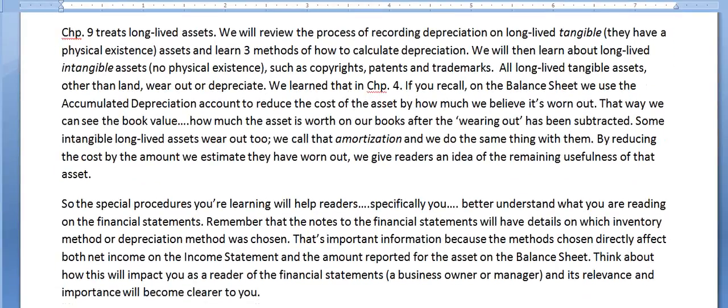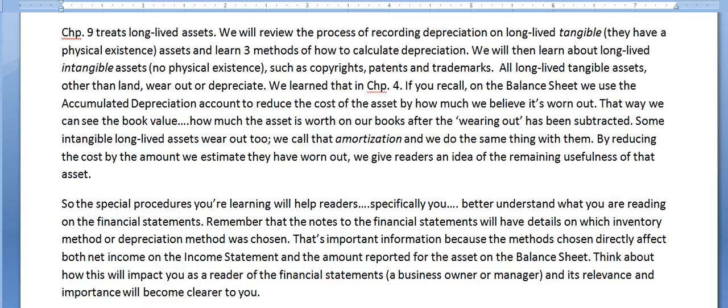Chapter 9 treats long-lived assets. We will review the process of recording depreciation on long-lived tangible assets. They have a physical existence, and we'll learn 3 methods of how to calculate depreciation. We will then learn about long-lived intangible assets. They have no physical existence, such as copyrights, patents, and trademarks.